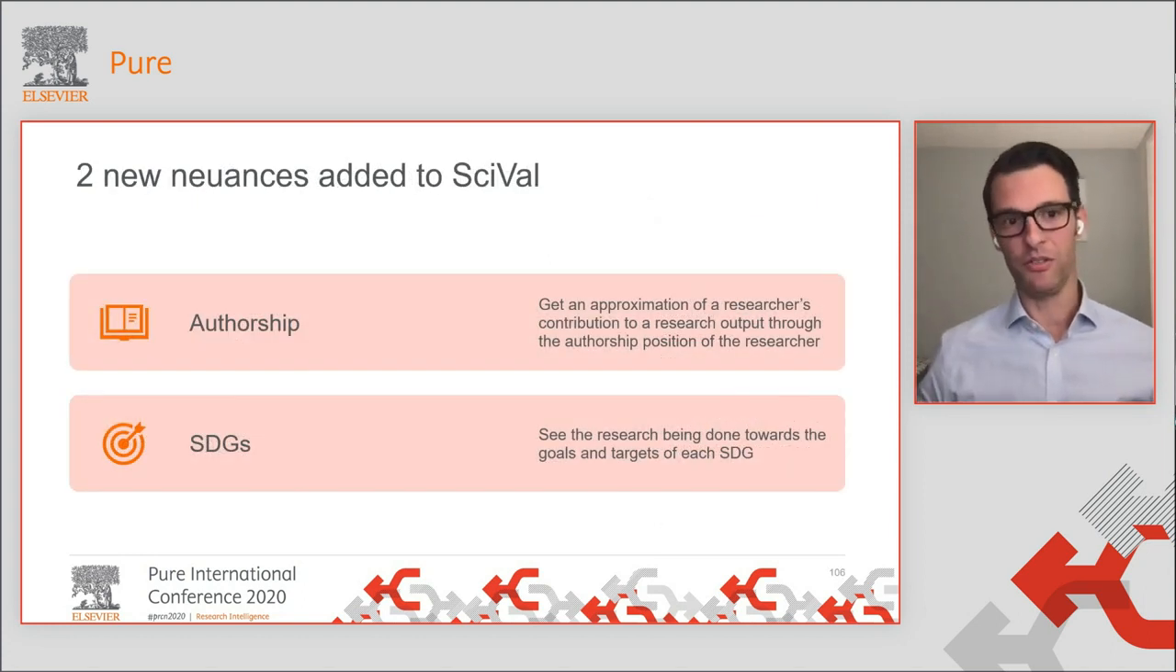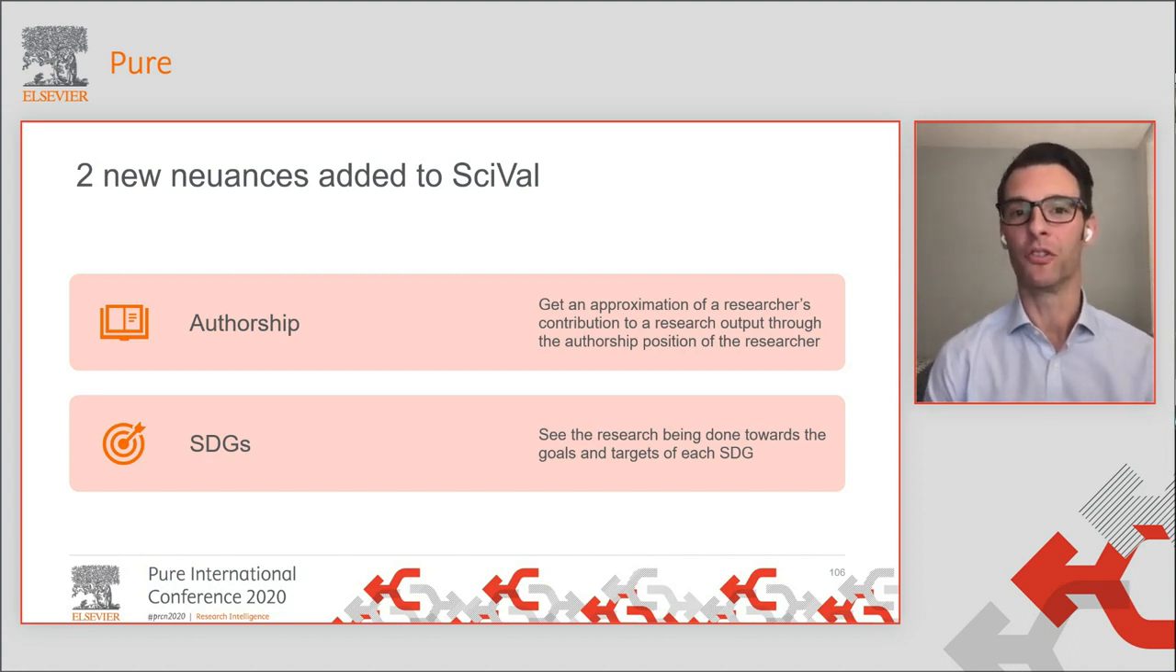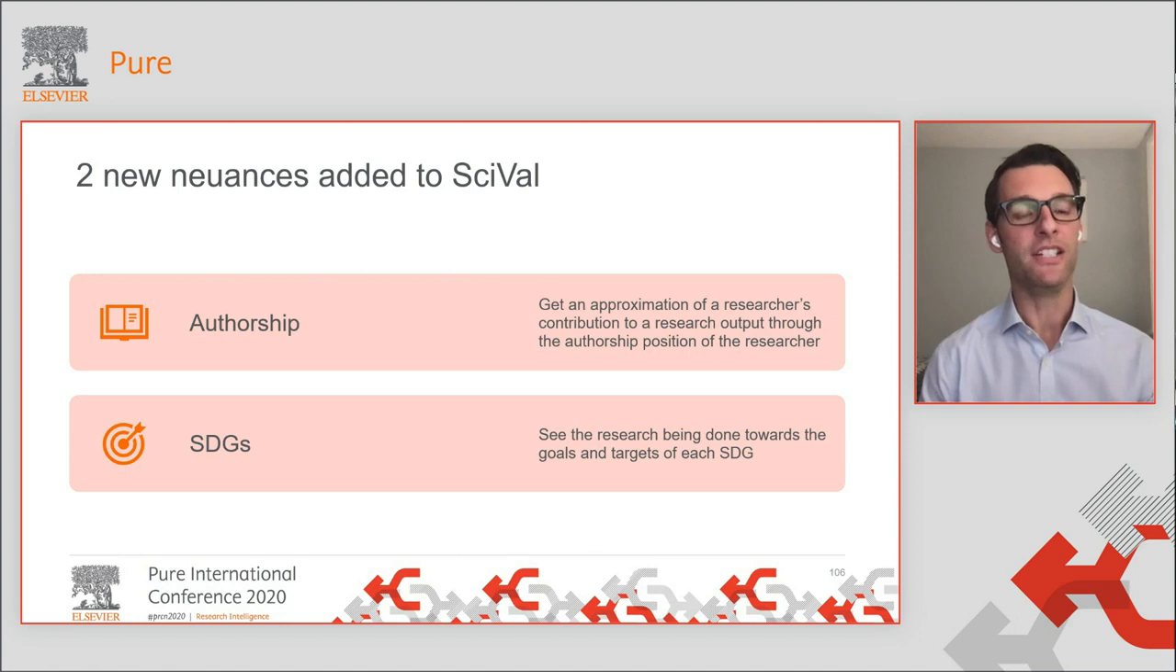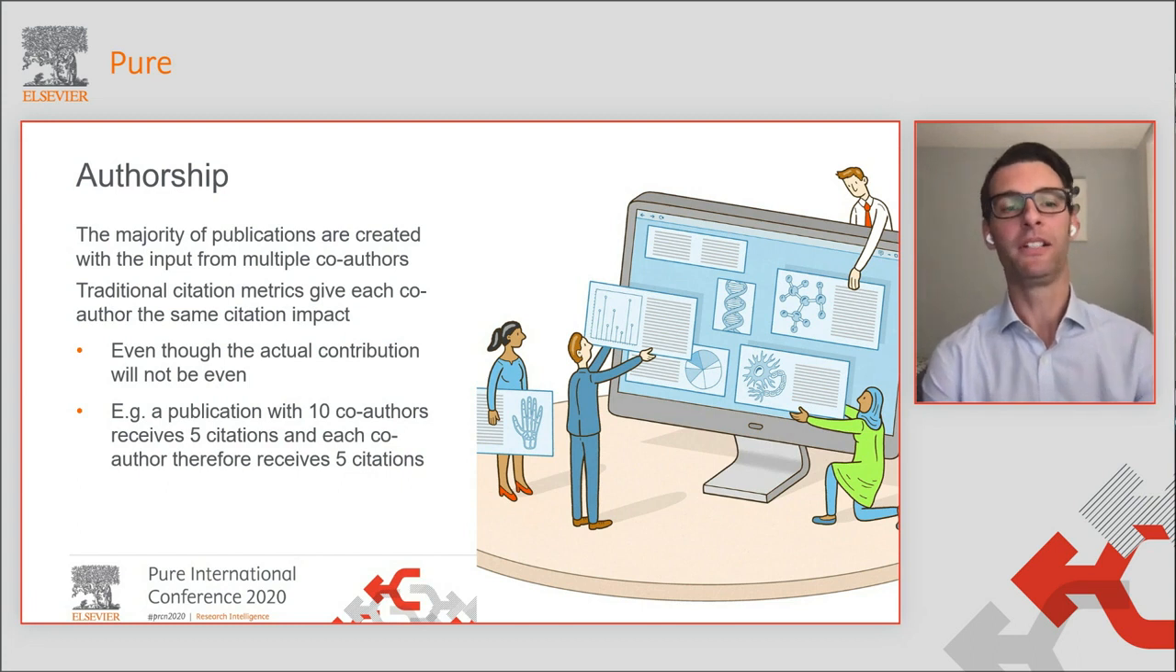And so these two new capabilities in SciVal are additional nuances to help you get a better idea about the impact of your research. The first one I'll look at is authorship. This is basically allowing you to get an approximation of a researcher's contribution to research output through their position in the document. And as I say, it is an approximation, and I'll go into some of the nuances on that as well. And then with the SDGs, the UN Sustainable Development Goals, it's really looking at the research which is being done towards the goals and targets of each of these. So I'll start with the authorship.